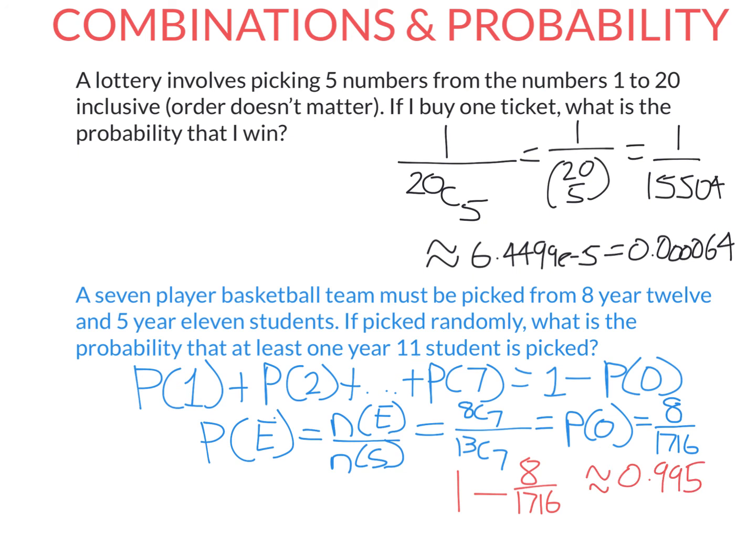So very, very likely. So combinations made it so much easier to count the number of ways that we could pick all year 12 students and the total number of outcomes. That's what combinations can do to help us with probability questions.